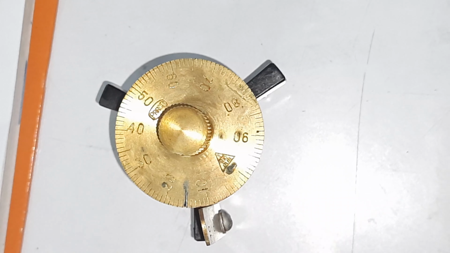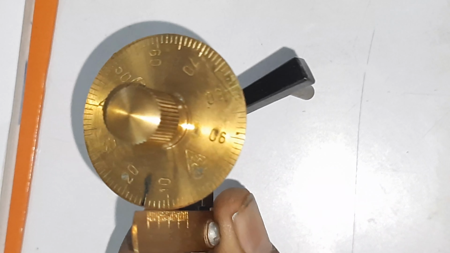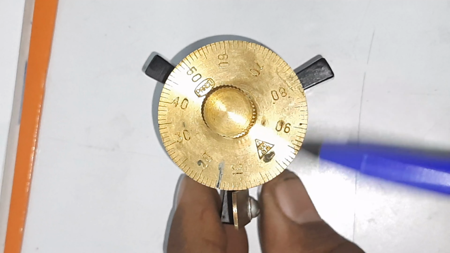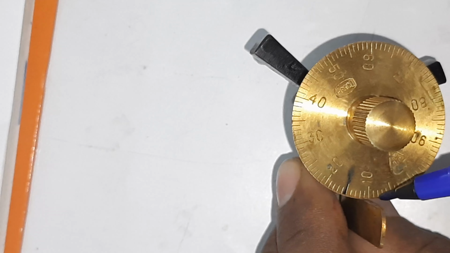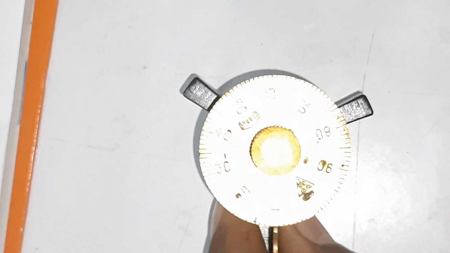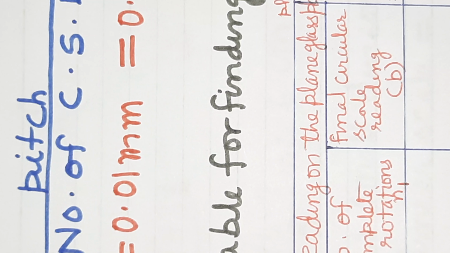Yes, so now it is just touching. Once again, how many complete rotations have you given? 2. You take the circular scale reading. What is the circular scale reading? Now which division is in front of this? The 10th division is in front of it. It is clear. So you keep writing here, write down here in the observation table.